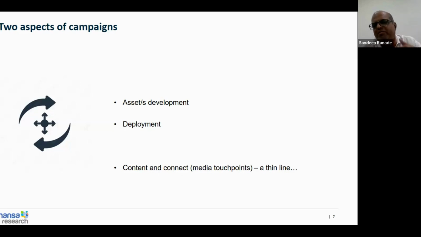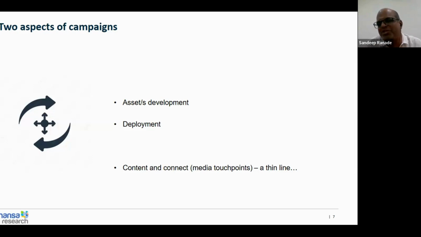One part is developing the assets for the campaign, the creatives. The second part is deploying them. And as things are evolving, we know there's a very thin line between content and connect or touch point nowadays. It has to be purely customized to the media that you are putting the content on, right? That's what I'm saying, there's a thin line. So keeping that in mind, and not hoping anyone lands in a situation where they have to spend 4 crore.